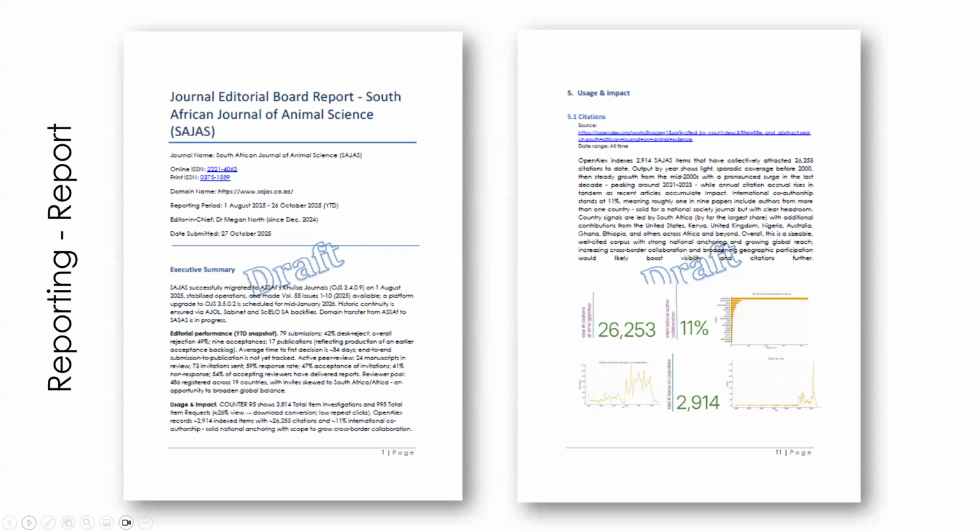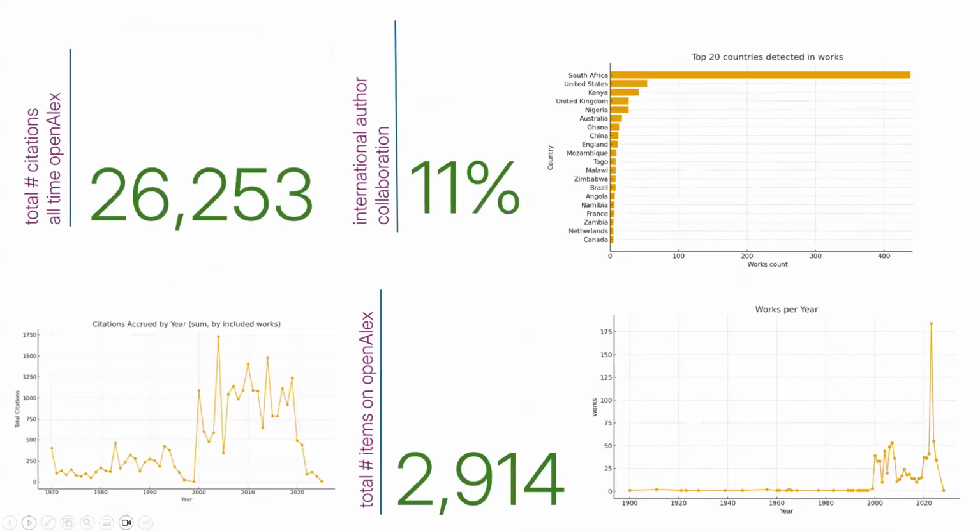I've compiled a journal report with many pages for this specific journal, but as the journal improves, I think the report will become smaller and smaller. So this is just an extract from the report. I've manually created this dashboard with PowerPoint. So I've downloaded the number of citations on OpenAlex for the duration, for all time.